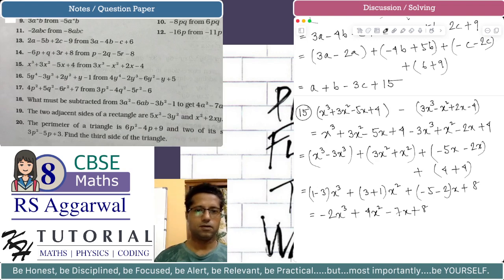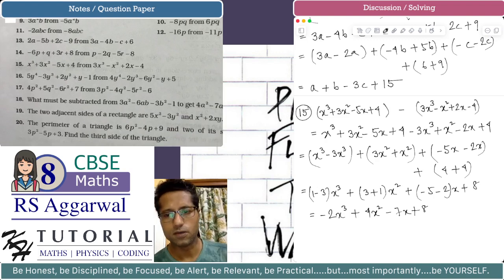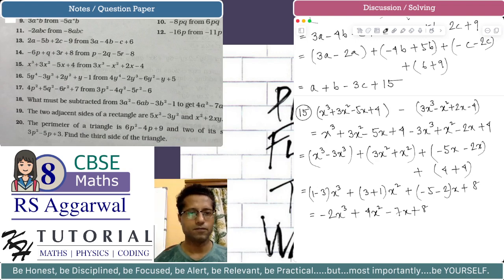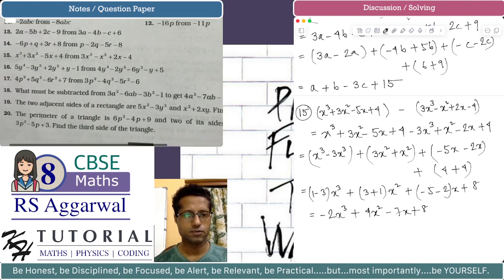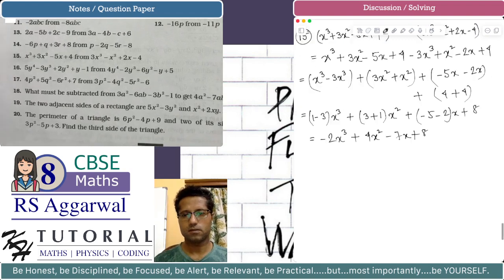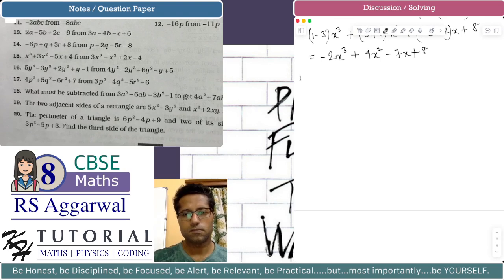I will not do the similar kinds of problems. I hope you got the idea and you will be able to solve the other problems. I will rather solve the word problems. So, question number 18 says: what must be subtracted from what? There is an algebraic expression 3a square minus 6ab minus 3b square minus 1.